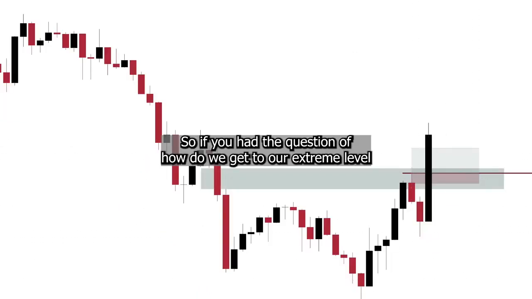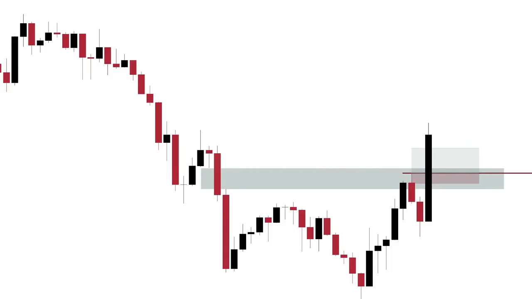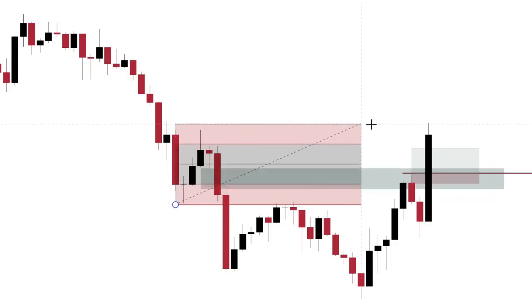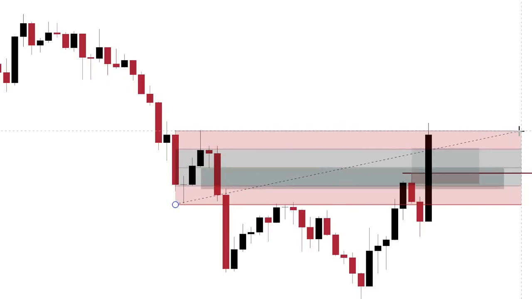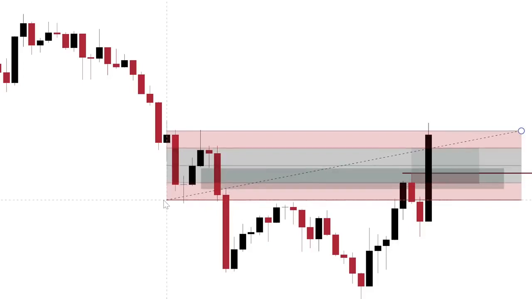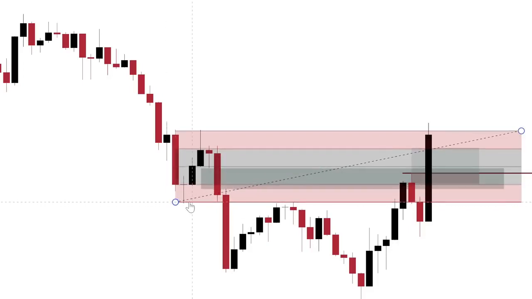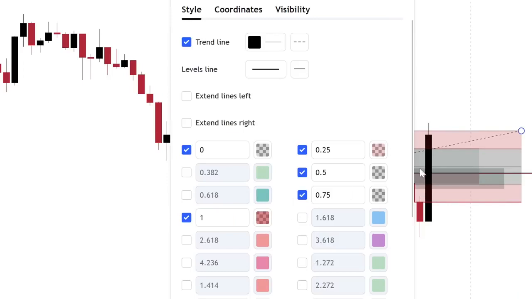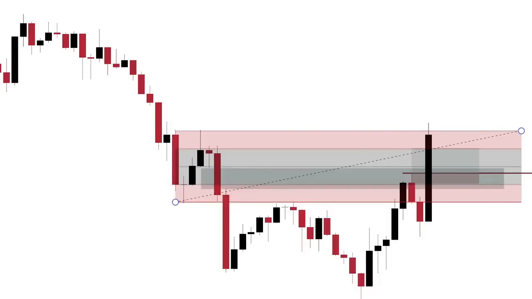So if you had the question of how do we get to our extreme level as our TP, you pull out your fib and look at that swing that you're targeting. So if you're targeting this swing, you want to see the nearest low, and that last low right here, you pull out your fib, which the settings are your quarters. And what you do is you highlight your extreme, which is your top 25%.